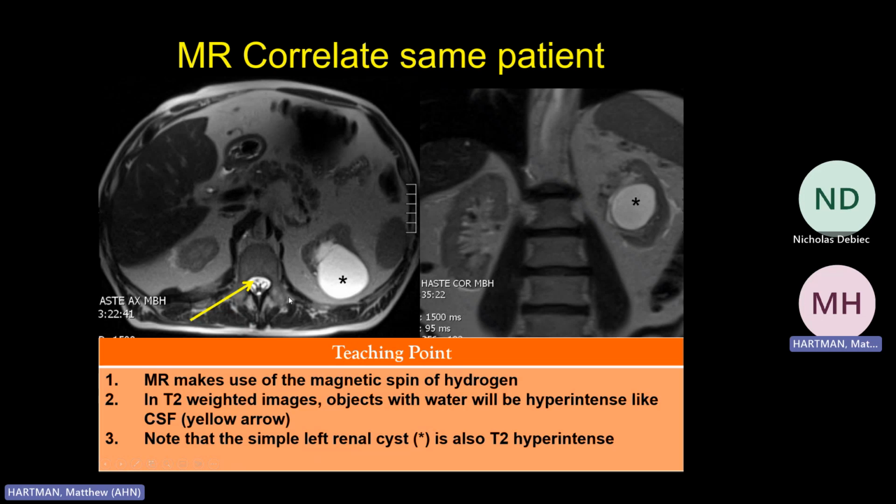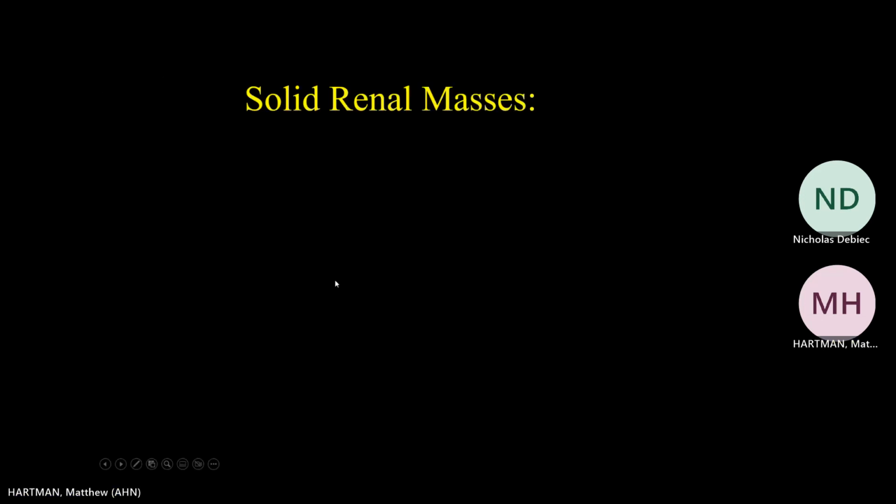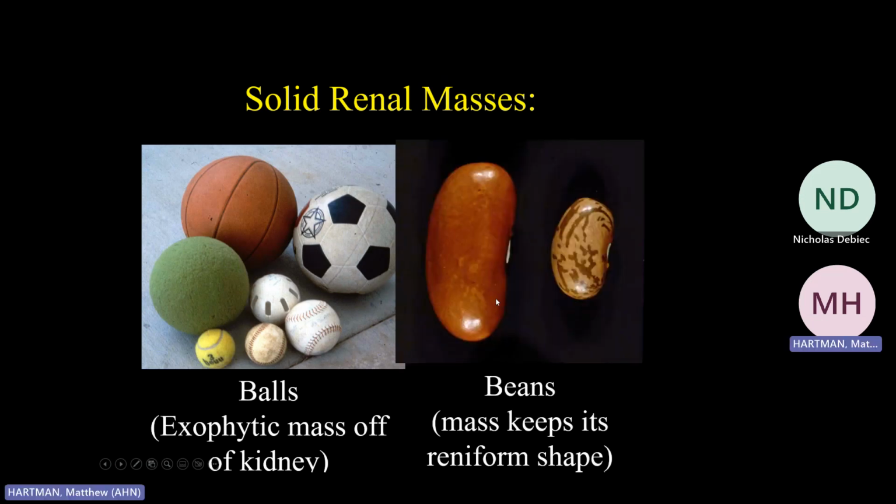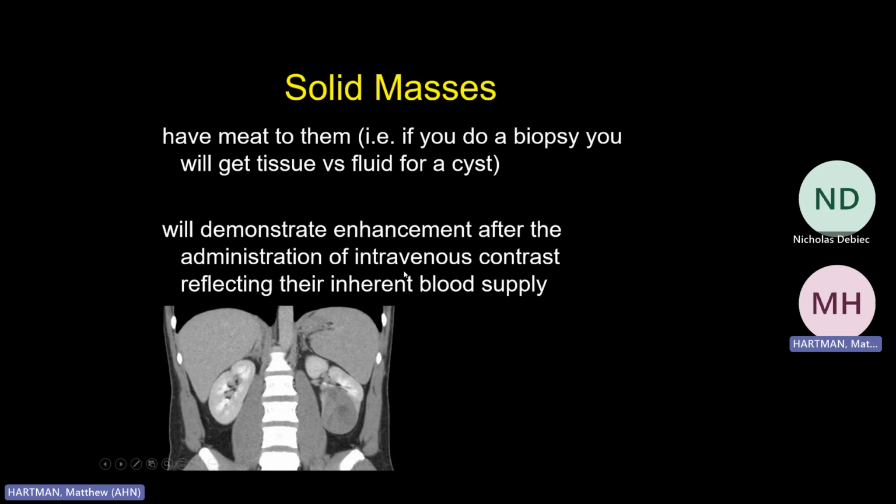MRI, it's helpful to know T1 or T2. T2 hyperintense, the CSF is bright, and so is our cyst. So we have confidently diagnosed the cyst here. Now we have solid masses. It can be balls or it can be bean-shaped, where the kidney maintains its reniform shape. So solid renal mass, this was our intro case. That was a RCC.